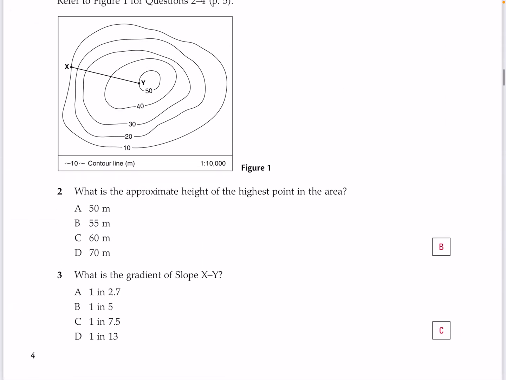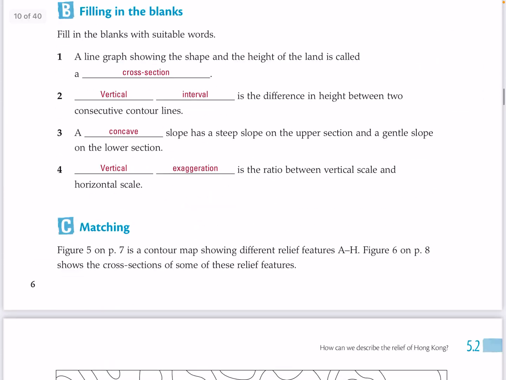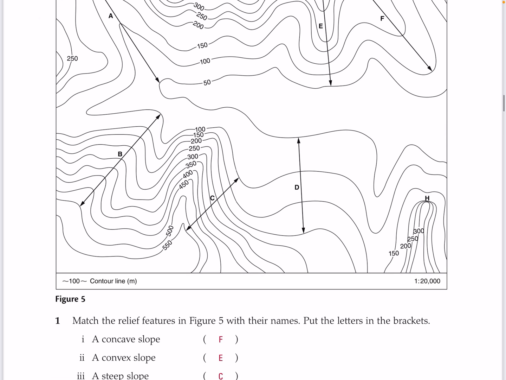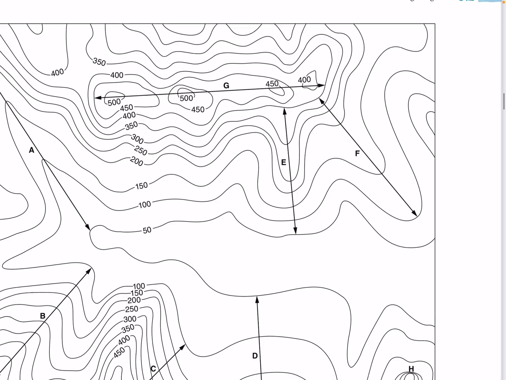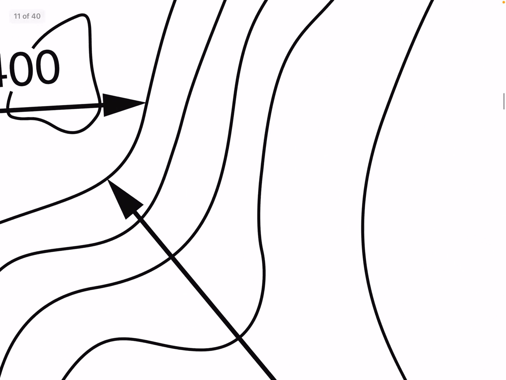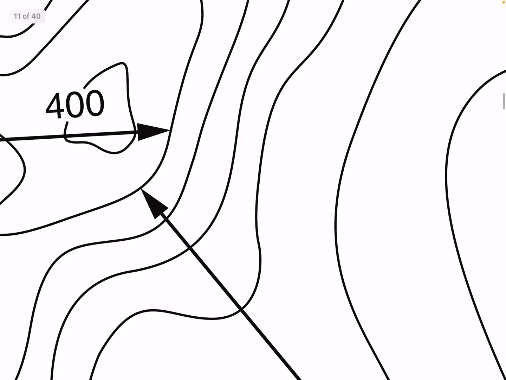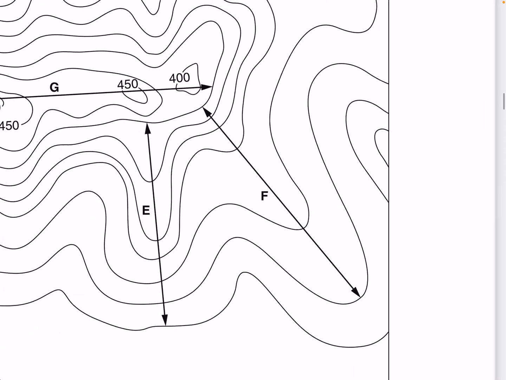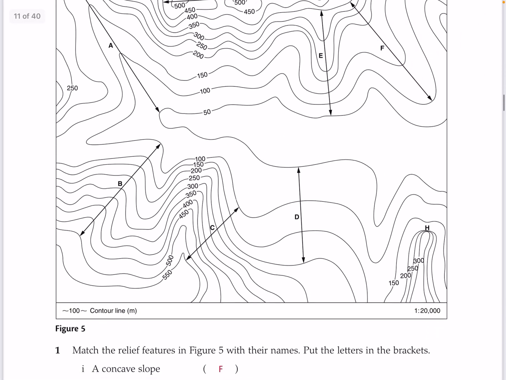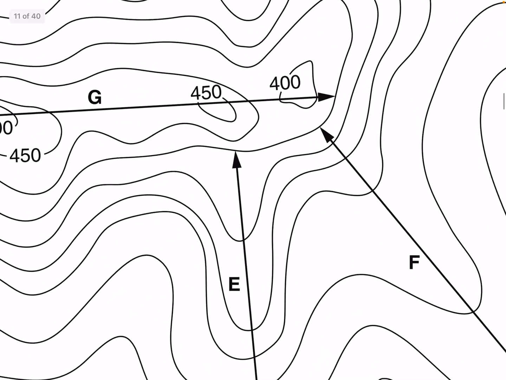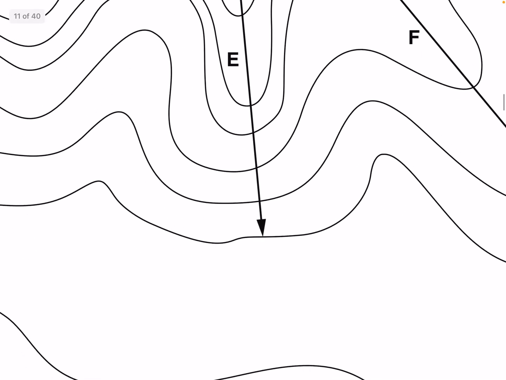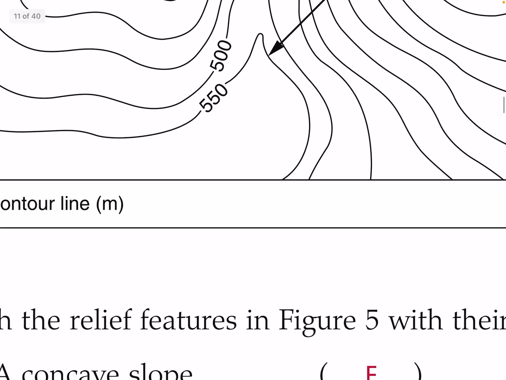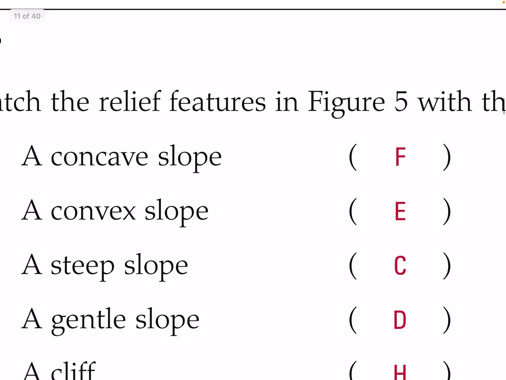This exercise, and then let's see. For different features, as I said before, one more time, concave slope at the very beginning is steep. You can see the contour lines are packed, but finally widely spaced. So accordingly, it is concave slope. Convex slope at the very beginning is gentle, and then finally is steep. So accordingly, this one will be convex. And then number 3, steep slope.